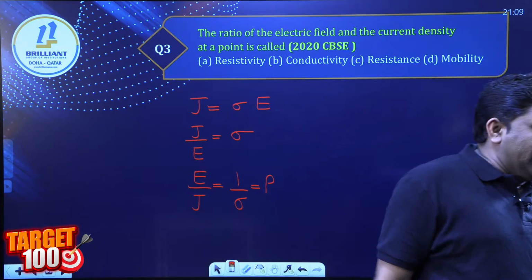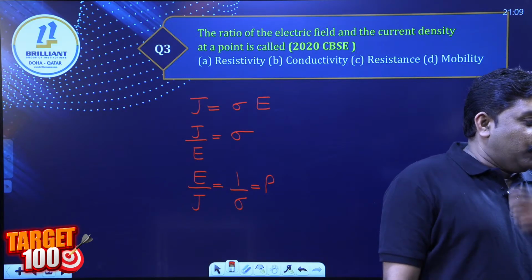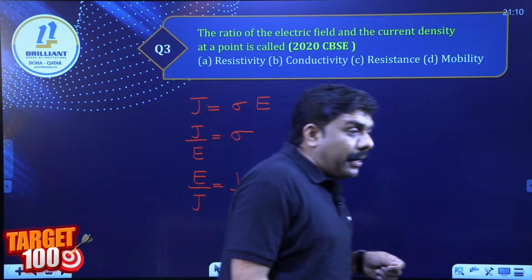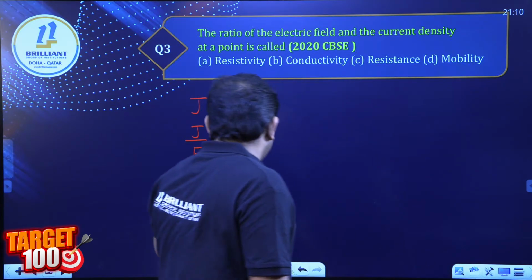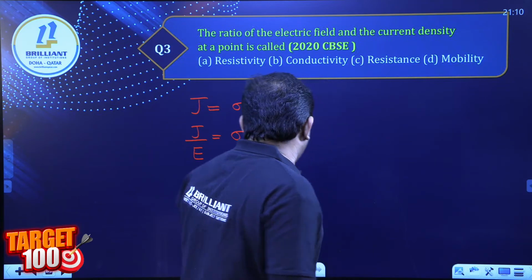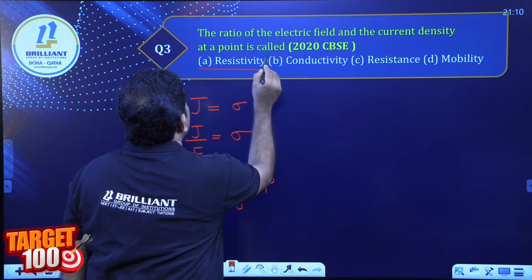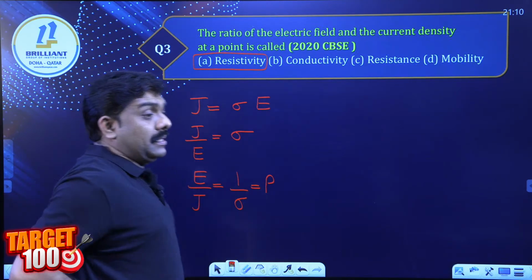Yes, many are giving the answers correctly. Yes, Joel, that is the right answer. So 1 by sigma is equal to rho, so it is resistivity.